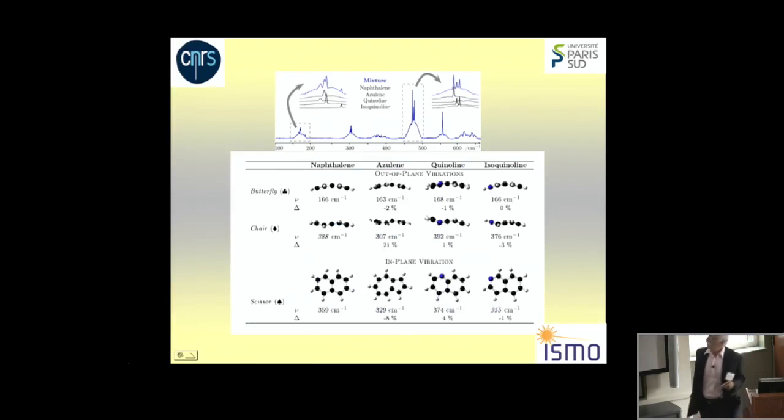I won't comment more. One can, for instance, play with looking at what happens on a given kind of mode, like butterfly, or chair, or scissors, how the frequencies change in the different species. You see that there is a pretty good similarity in this kind, as well as in that kind. Here it's a bit different, of course. It's normal because of the mass effect of nitrogen.